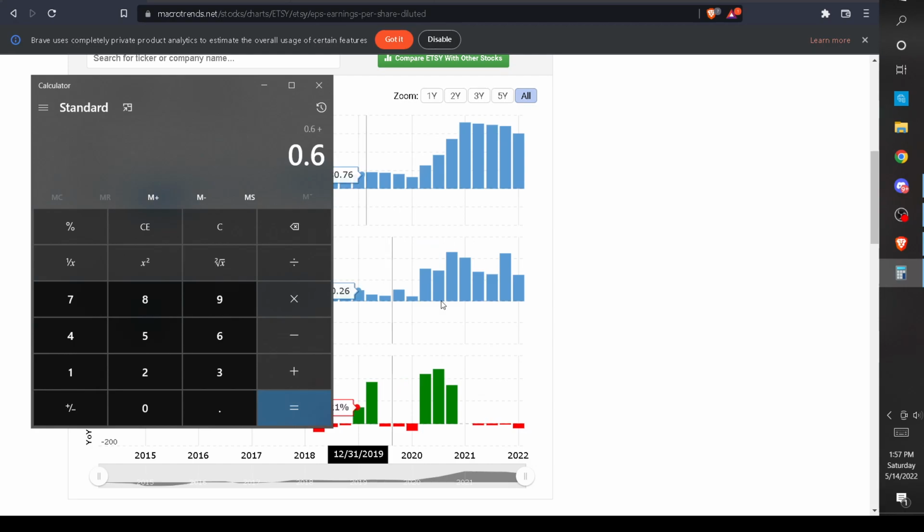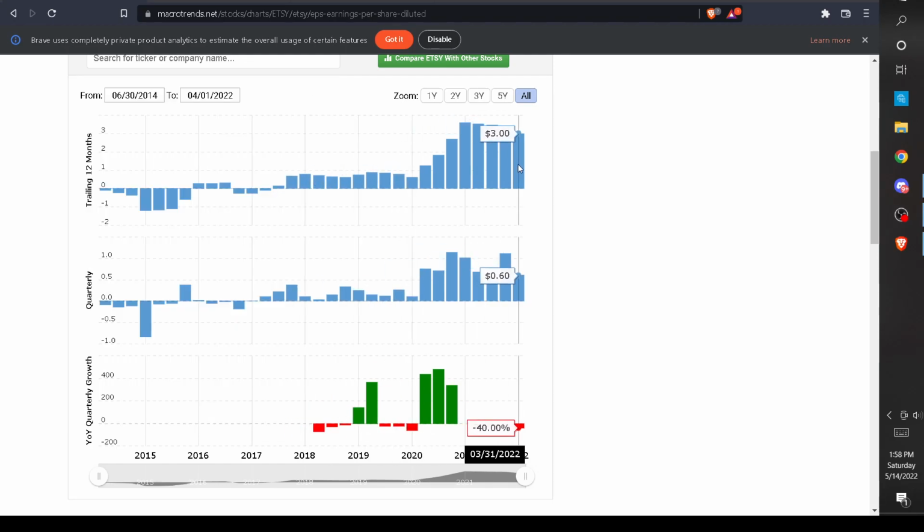0.6 plus 1.1 plus 0.62 plus 0.68 equals 3.01. Okay, so they basically screwed us out of 1 cent here. Or maybe I did my math wrong. Let's double check. Yeah, I think I did my math wrong. So yeah, their trailing 12 months earnings per share is $3.